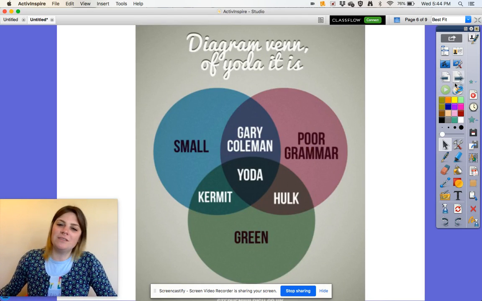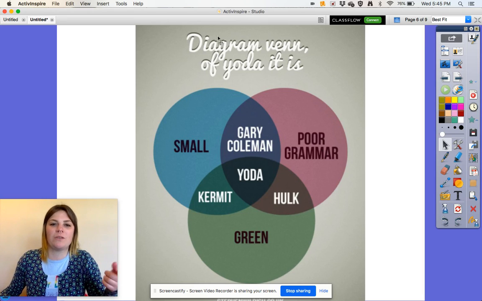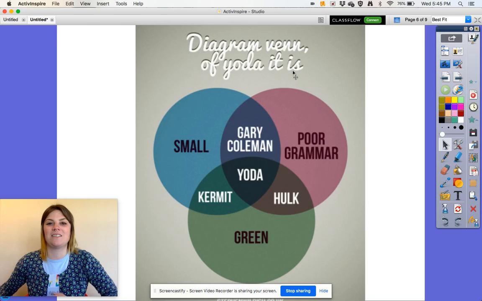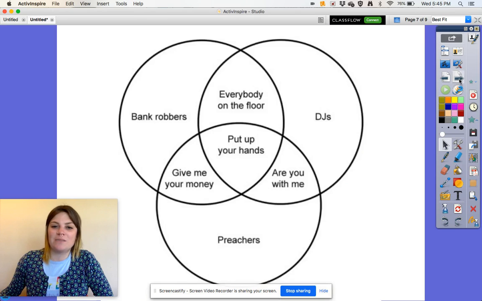This one, I think it's kind of cute. It's about Yoda. So Yoda is from Star Wars, right? So he's small. He has poor grammar, it's like this sentence Venn diagram of Yoda. He always says things backwards. And then he's green. And you can kind of take a look. Gary Coleman is an actor. So you can look up who that is too.